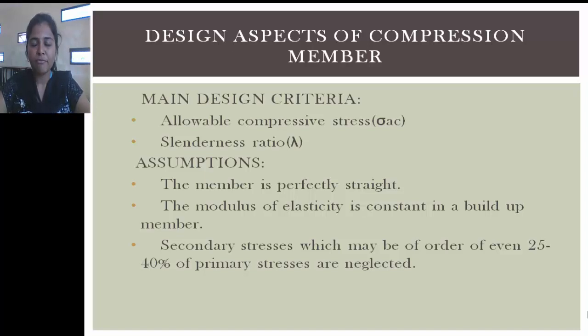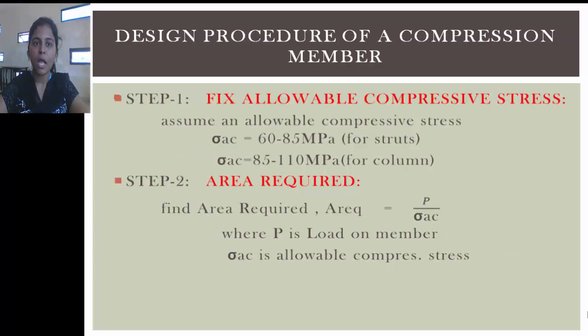To every theory, to every problem, there should be some assumptions. So here are the assumptions that ought to be kept in mind before designing a compression member. According to the assumptions, the member is perfectly straight and the modulus of elasticity is constant. In a built-up compression member, the secondary stresses, which may be of the order of 25 to 40% of the primary stresses, are neglected.